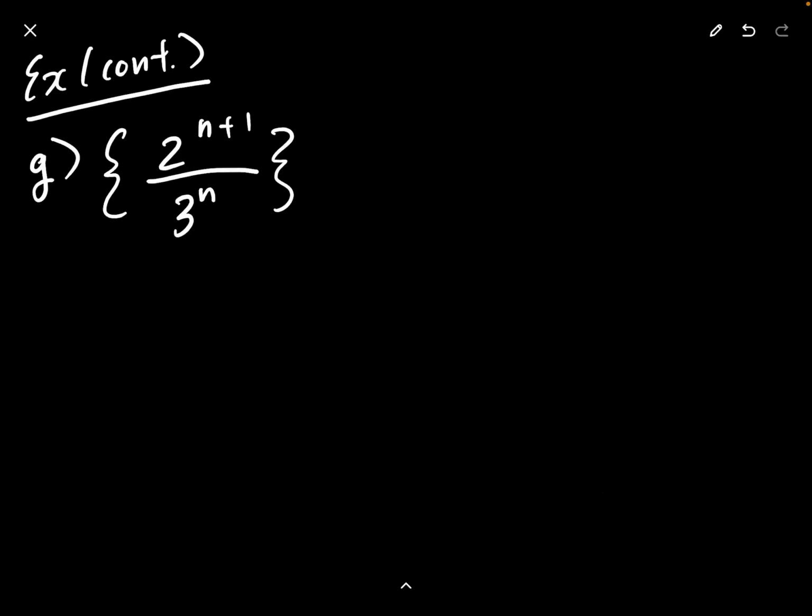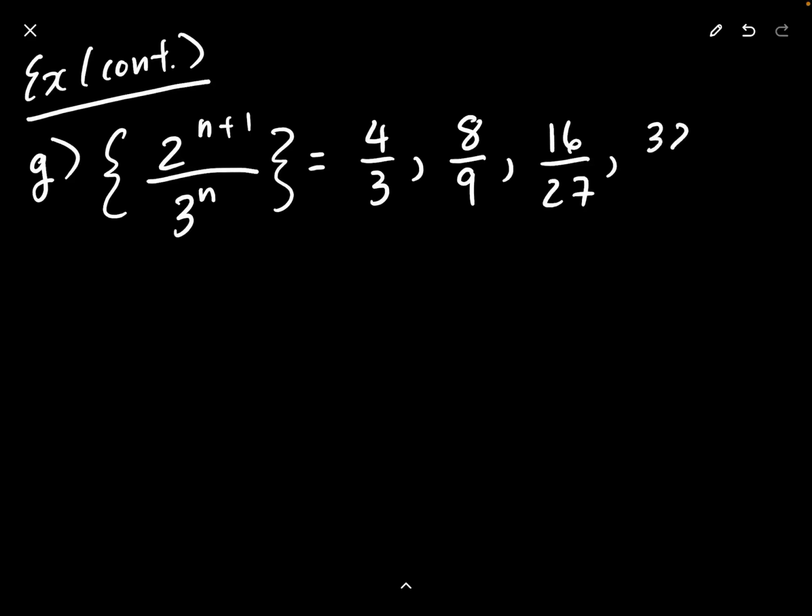Next we have 2^(n+1) over 3^n. When we plug in n equal to 1, we have 2 squared over 3, which is 4 over 3. When n is equal to 2, we'll have 2 cubed over 3 squared, which is 8 over 9. When n is equal to 3, we have 2 to the 4 over 3 cubed, so we'll have 16 over 27. When n is 4, we'll have 32 over 81. And when n is 5, we'll have 64 over 243.